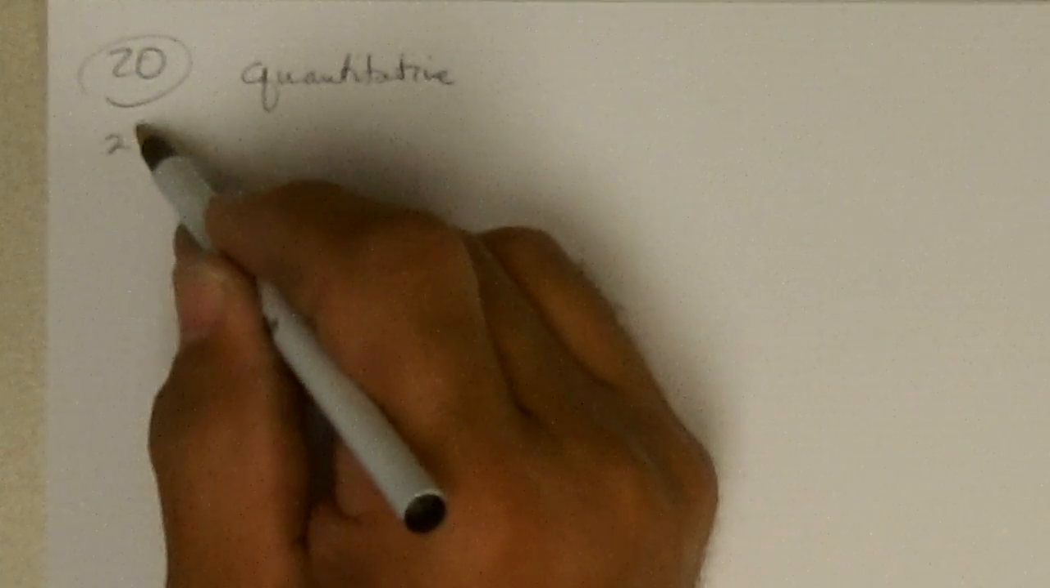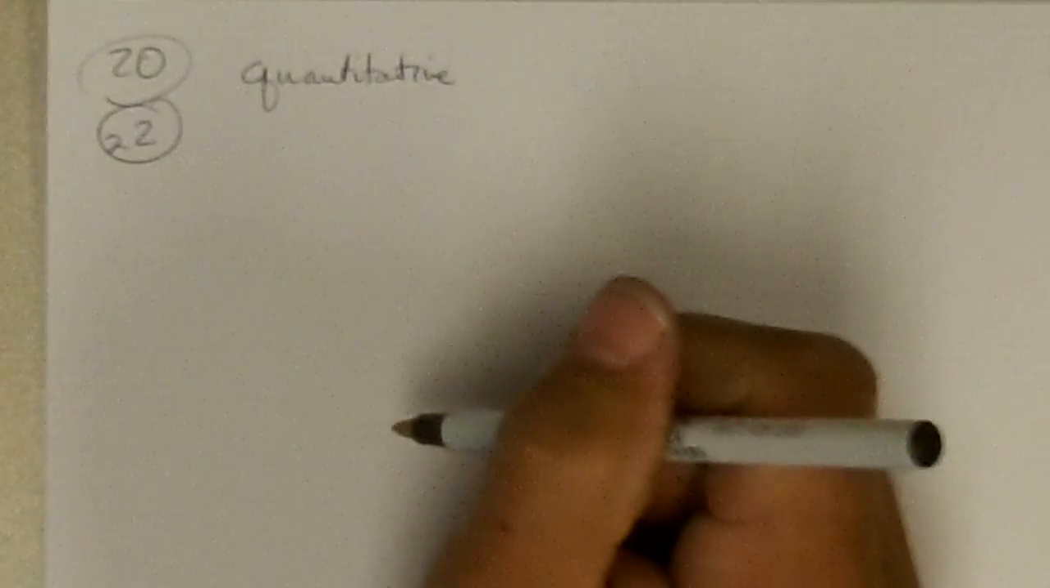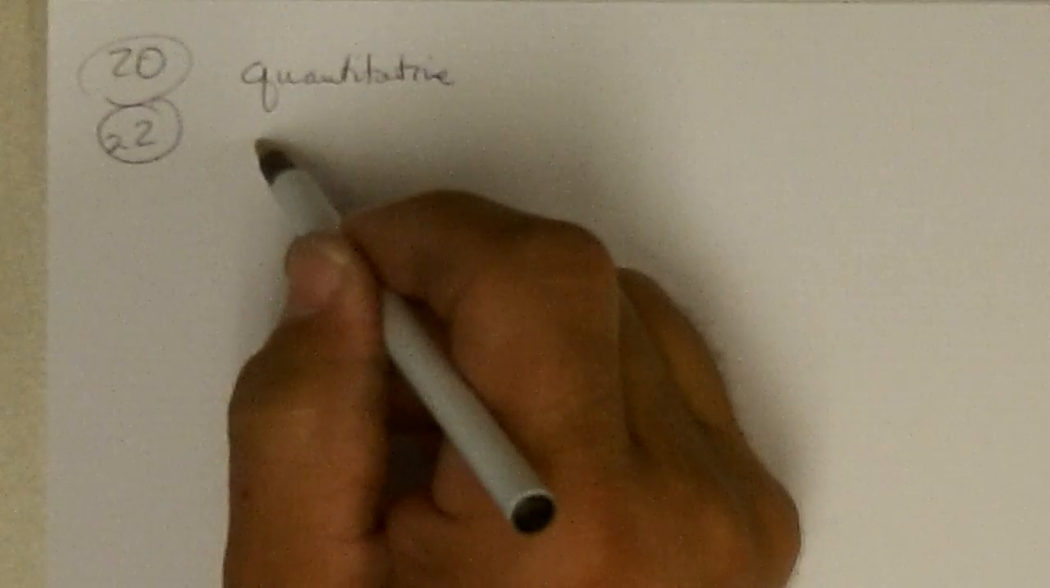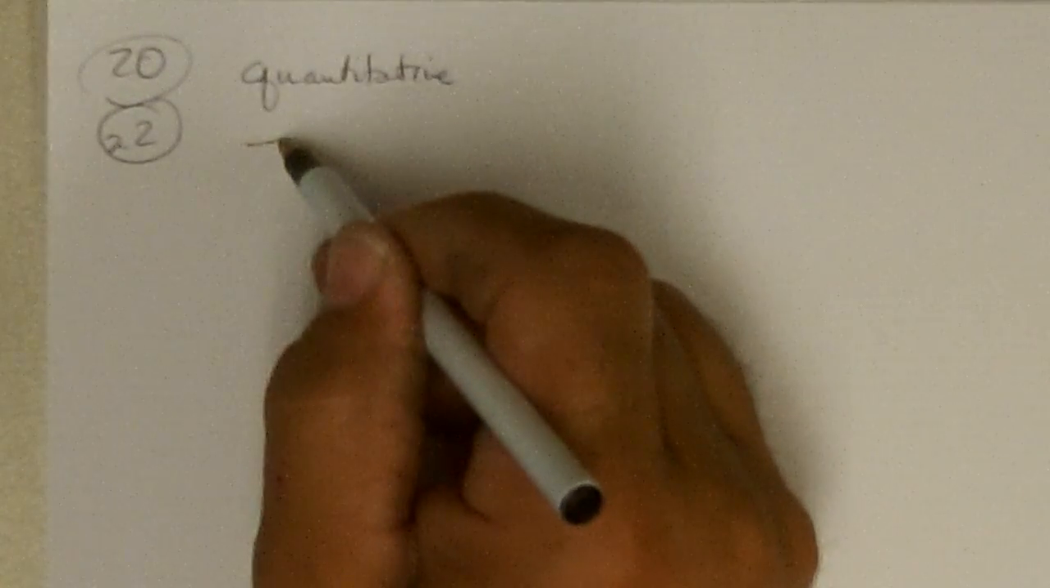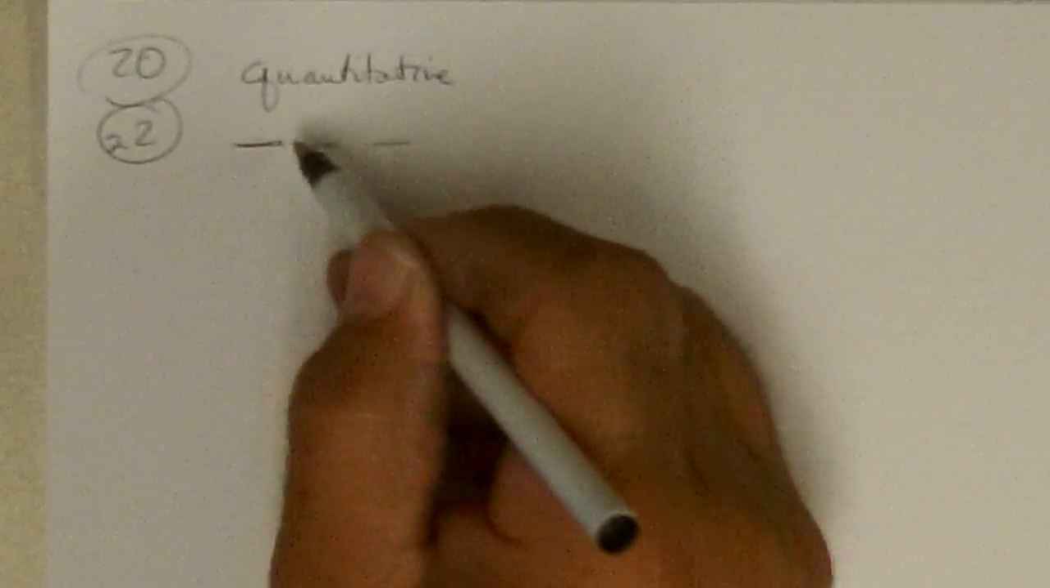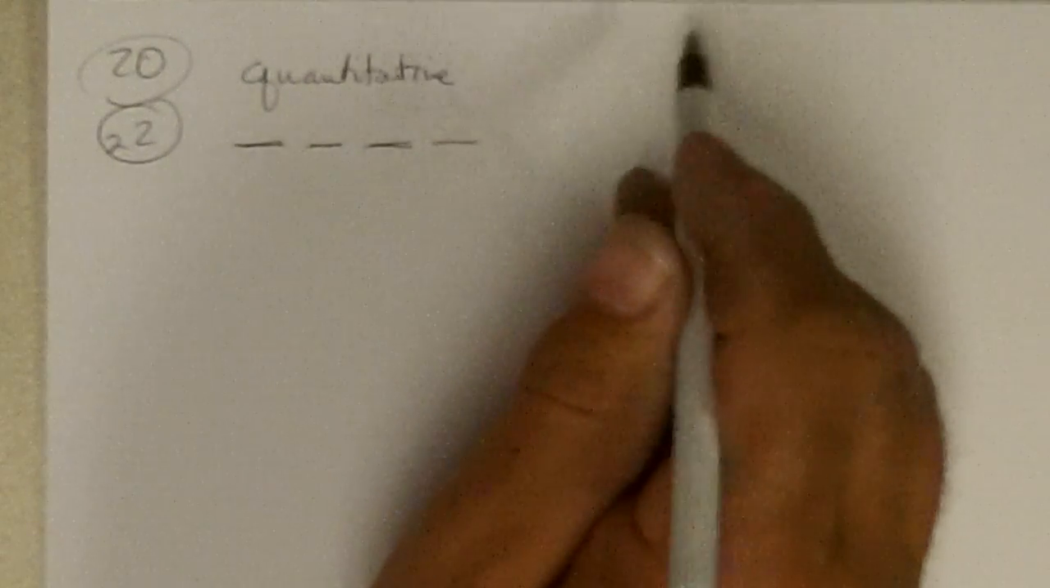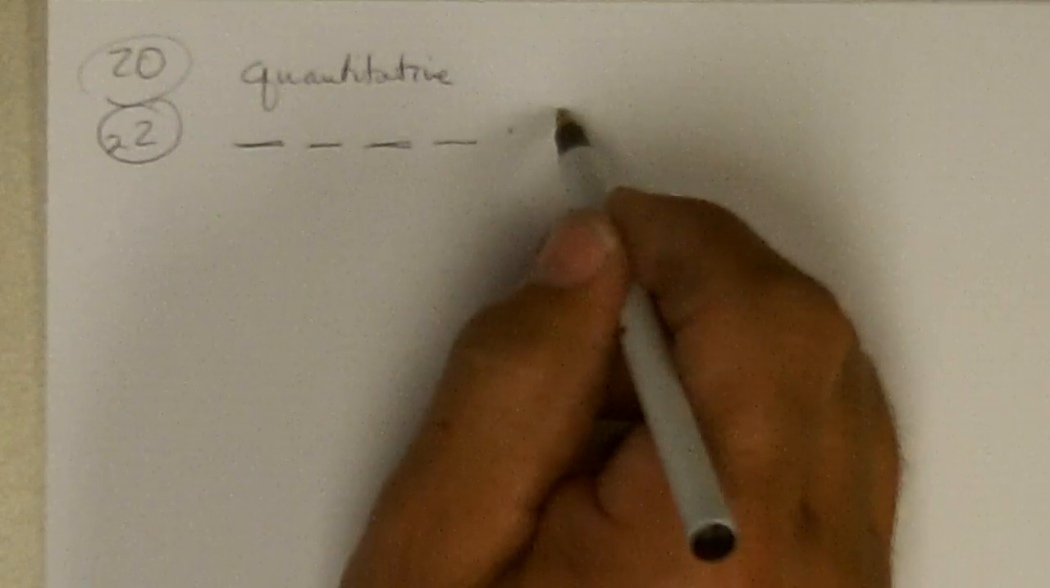Next one, 22. The breeds of 120 purebred dogs. So they're not a number, they're just different breeds, like boxer, lab, retriever, etc. So that would be qualitative.